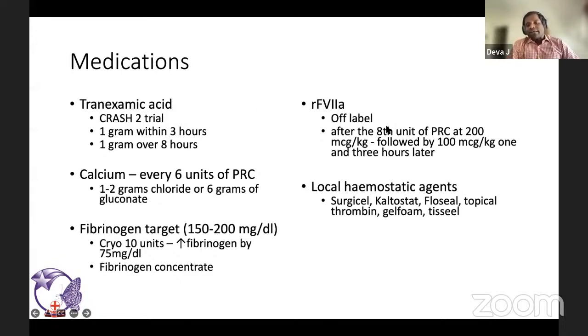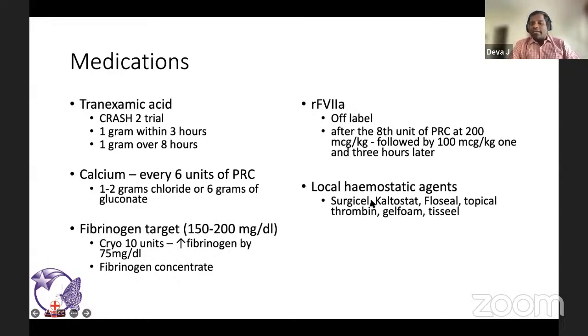What about rFVIIa, an exciting product? We talk a lot about it, but we use very little of it. It's an off-label indication in trauma. As a suggestion, after the 8th unit of blood, you can give 200 microgram per kilo, followed by 100 microgram per kilo 1 and 3 hours later. It can be used, but remember that it's an off-label indication.